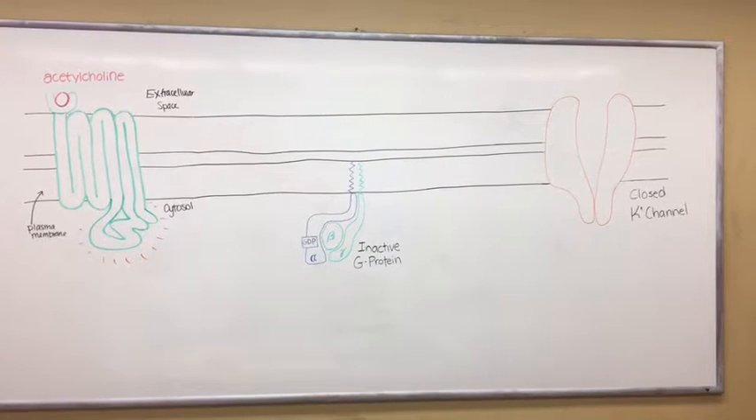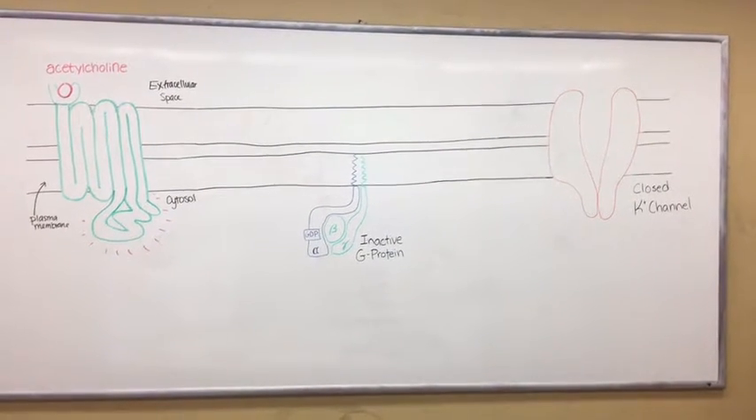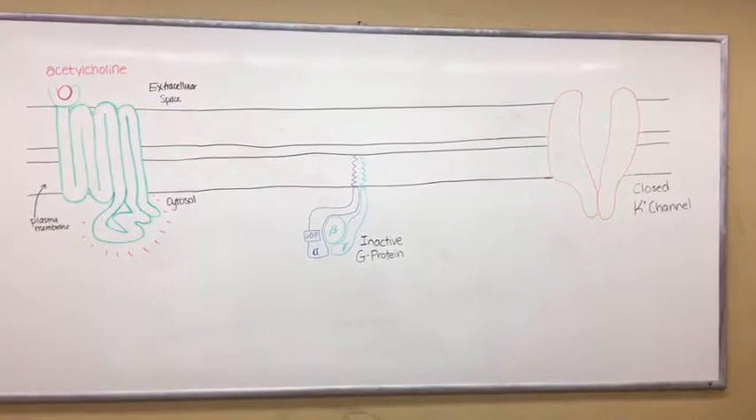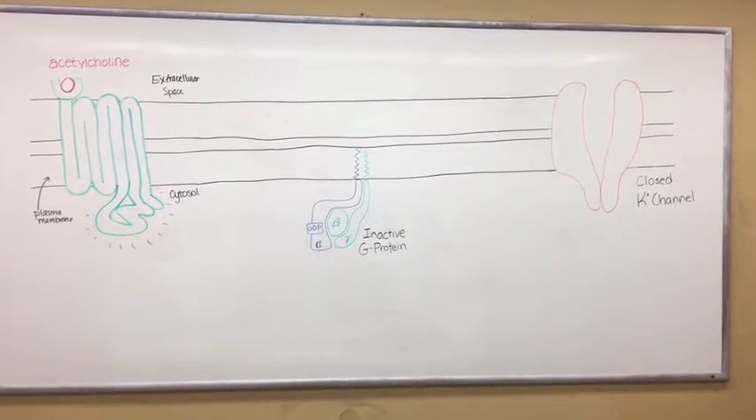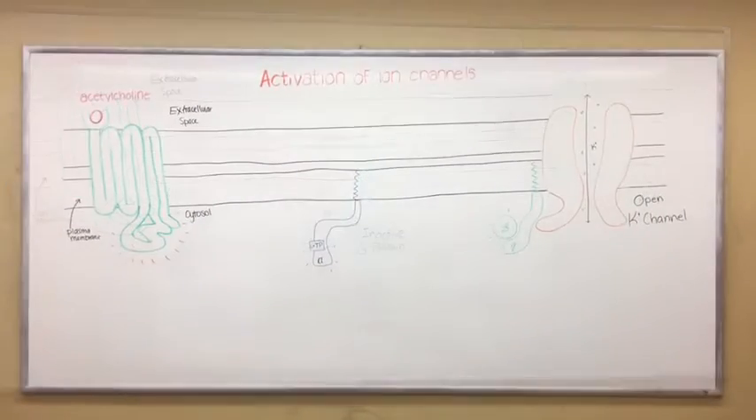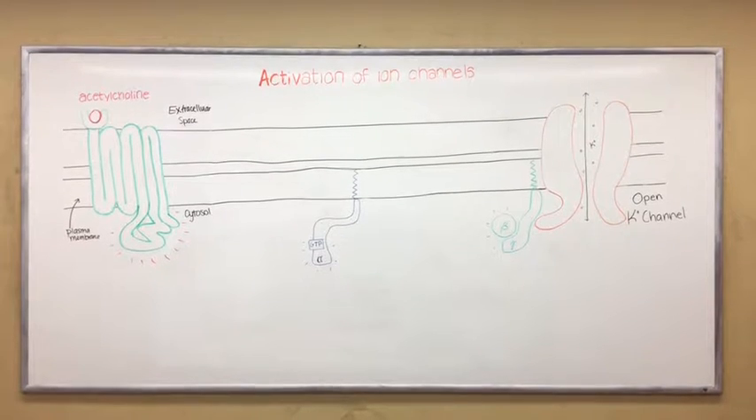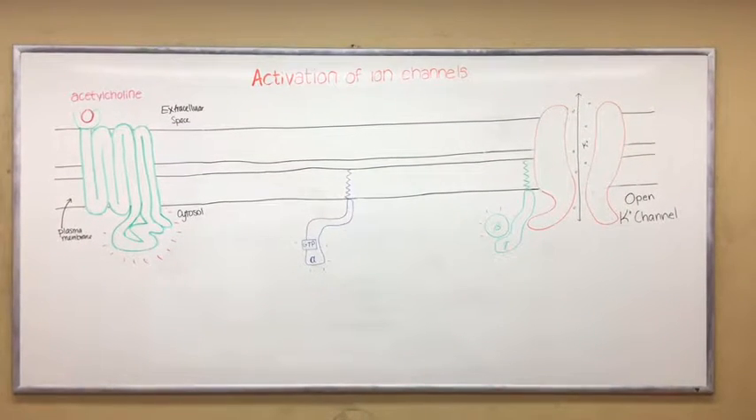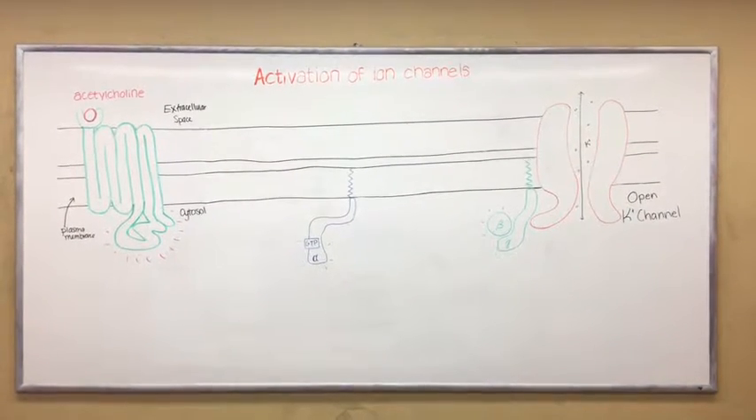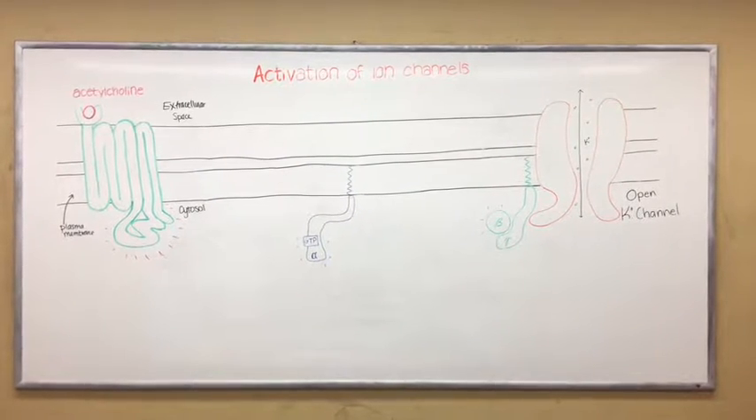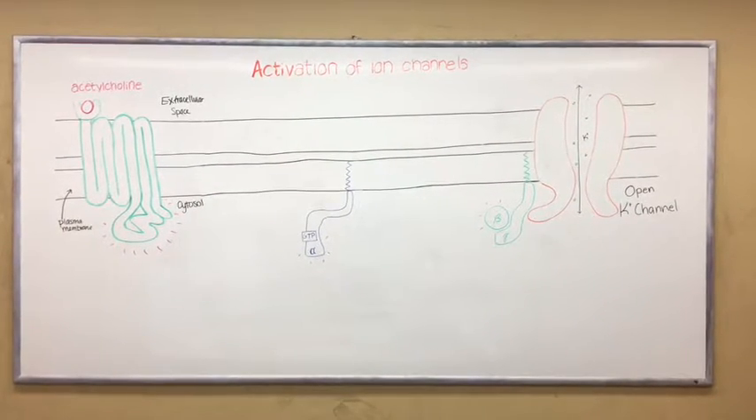GPCRs can activate ion channels. In this example, acetylcholine activates a GPCR, which activates the G protein. The activated beta-gamma complex can then associate with the potassium channel, causing it to open. This allows potassium to pass through and pass on the signal.